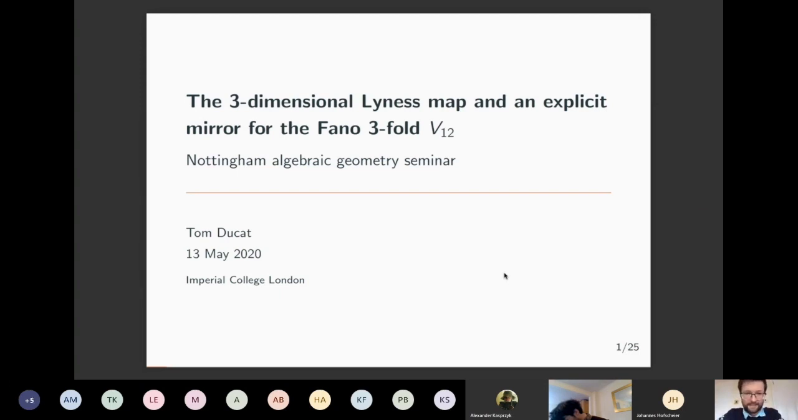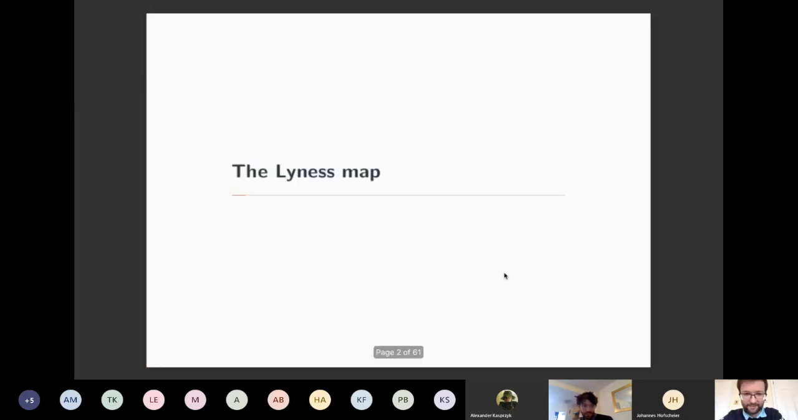As it says in the title, this talk is about the three-dimensional Lyness map, which I'll explain in a minute. You can use this to understand mirror symmetry for this particular Fano threefold, but also some others. So let me just launch into the talk.